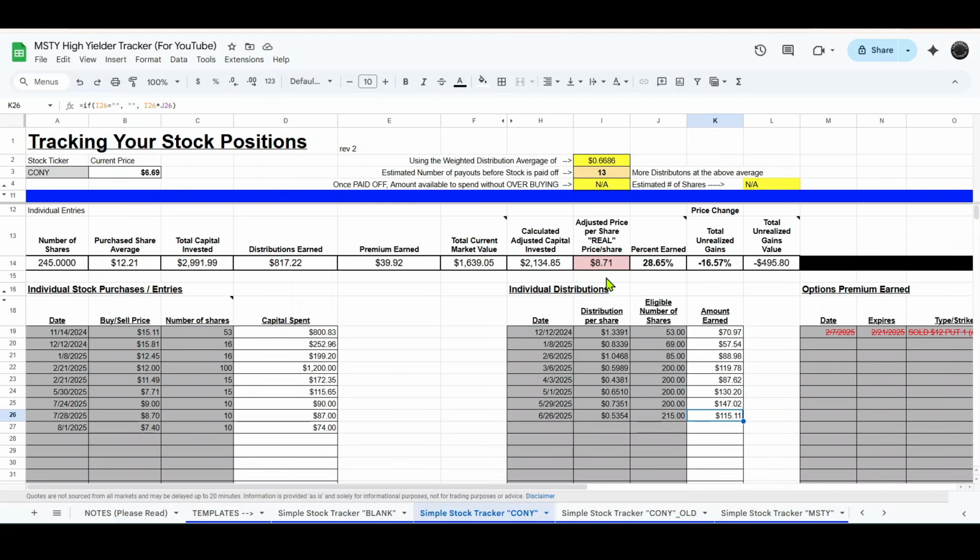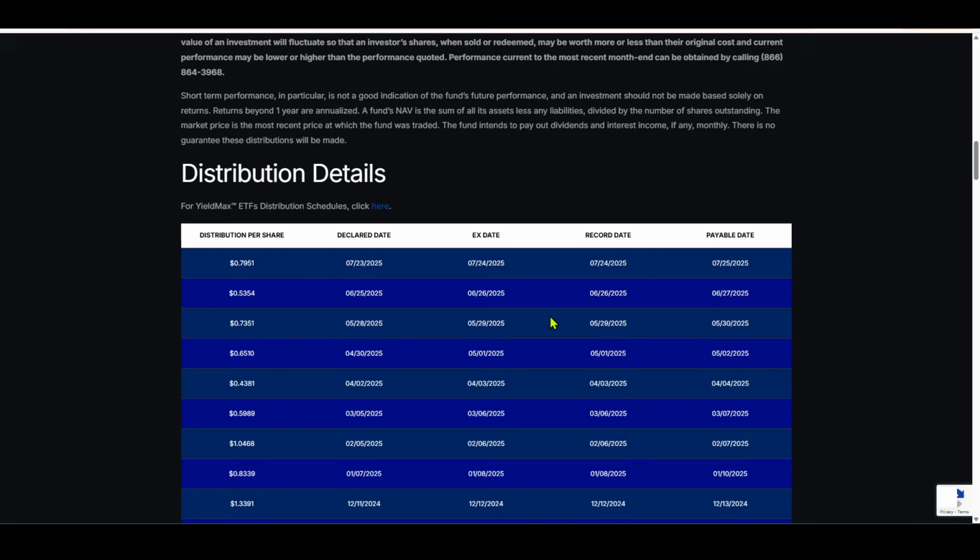But guess what? That was just for June. I get to add July too, don't I? Let's do it. All right, so we've got July. The X date is July 24th. So we will use that date. And it paid a whopping $79.51 is what we'll enter into our sheet.